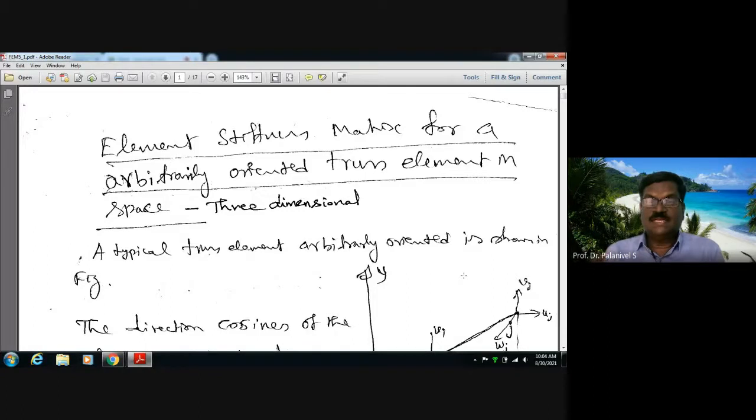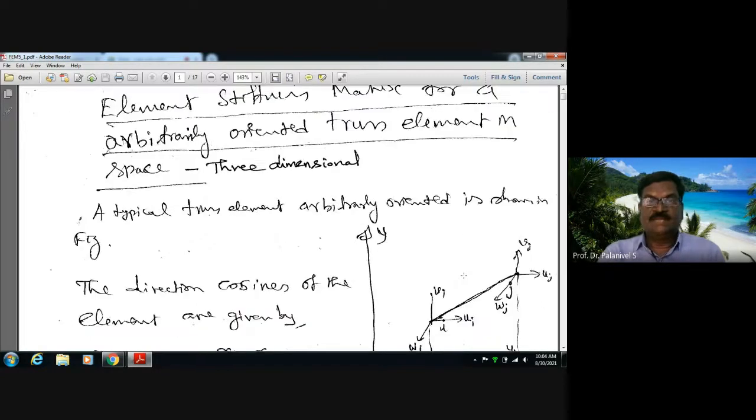First, I will discuss how to develop the element stiffness matrix for a truss element, that is an axial element, line element in space. Then from that we will change to how to get the element stiffness matrix for a plane truss element. That we will see later. The required simplification we can do later. That's the conversion, we will do it.